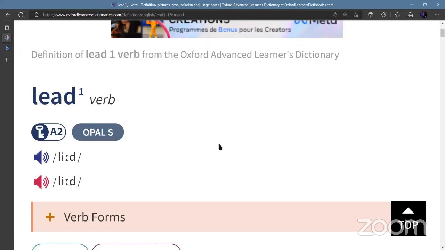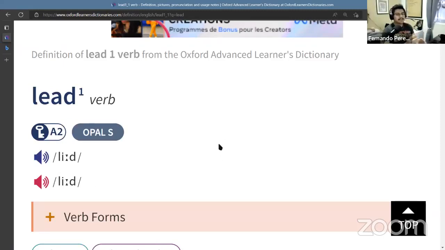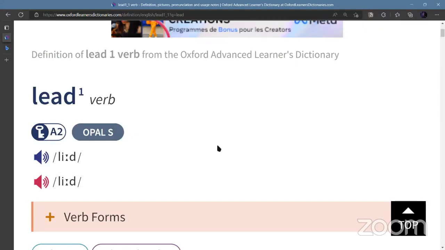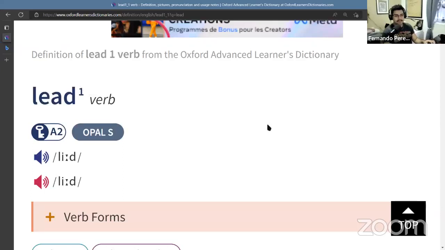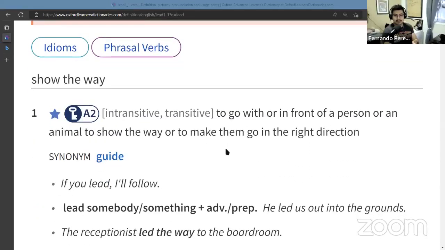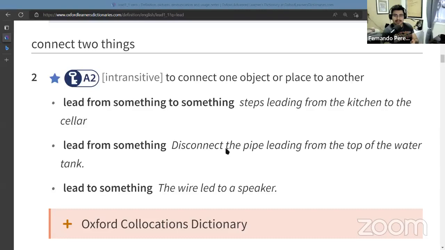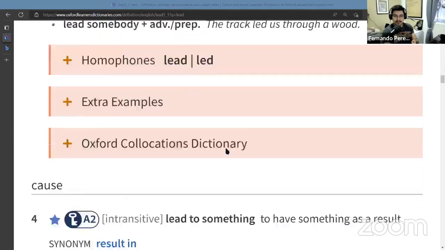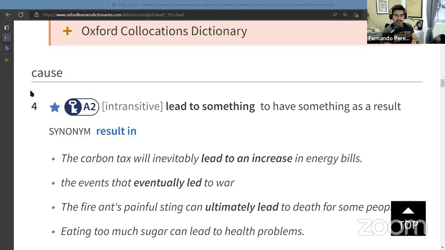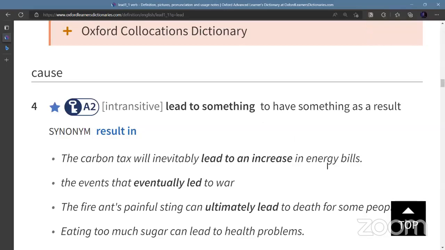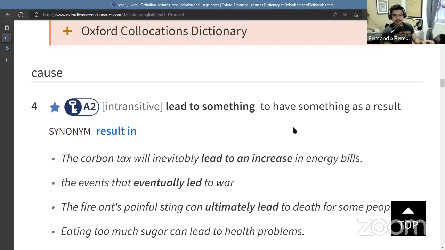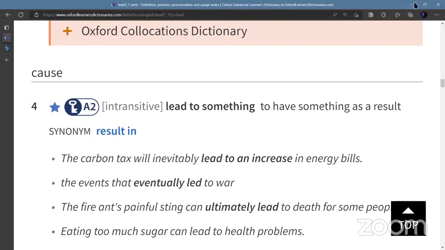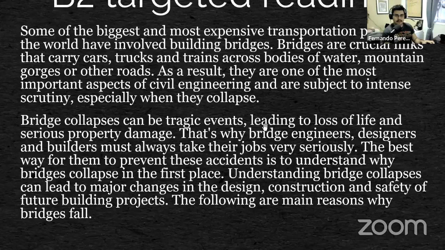Lead. Yes, you need to make associations with words. You know the word leader, right? Leader comes from the verb lead, and to lead is to direct something, right? In this particular case, it's more like showing or connecting things, to go in a particular direction, to cause. Lead to something: to have something as a result. So something is going to be the result of something. Got it.